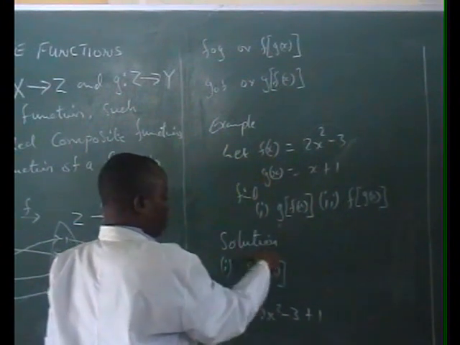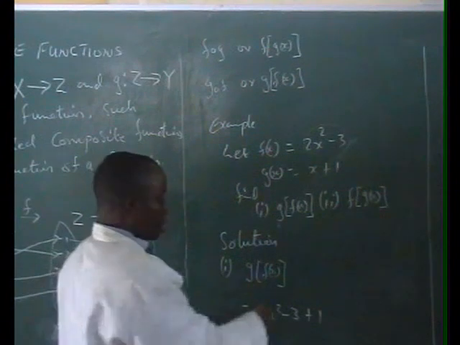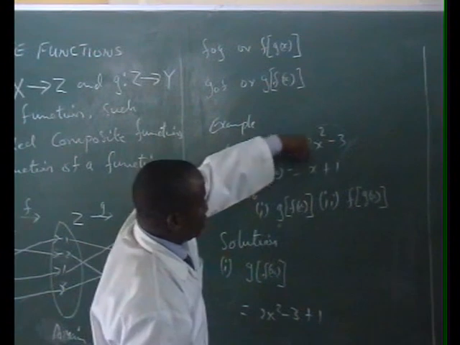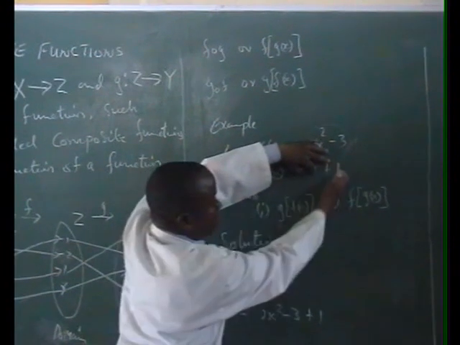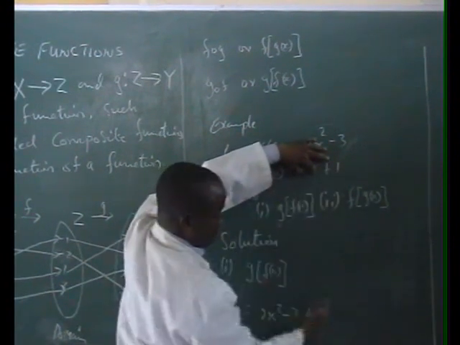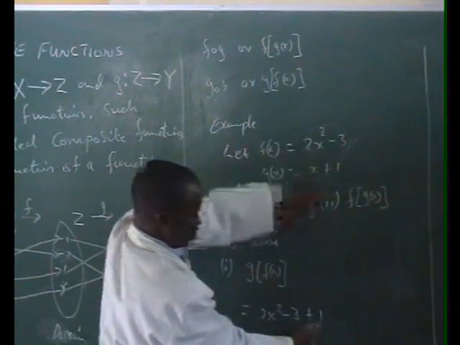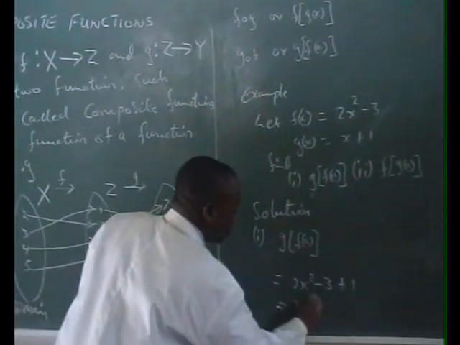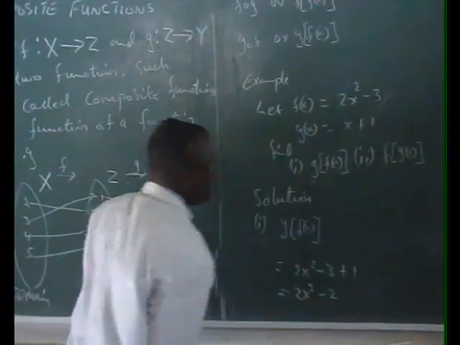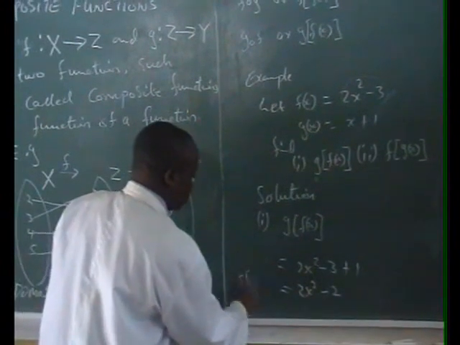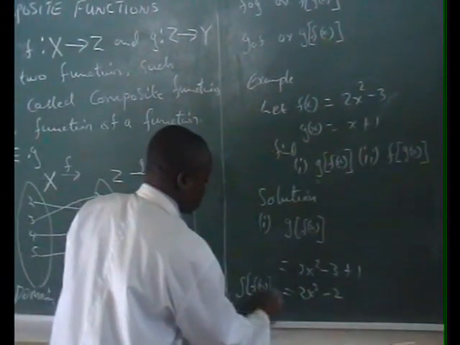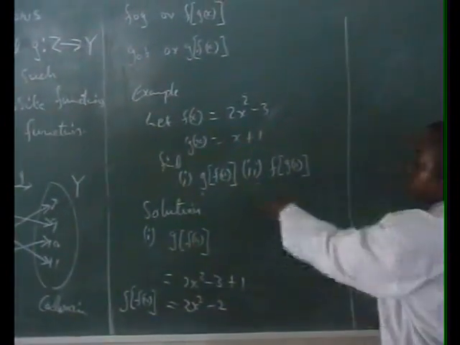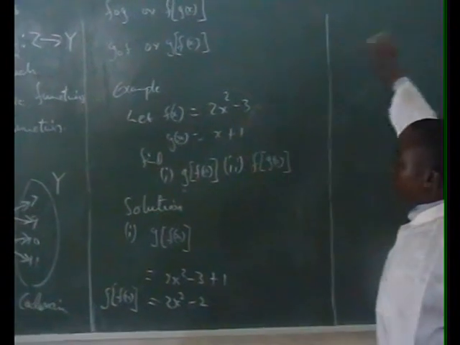F of x, g composite f: carrying this one and putting it into g. So everything here is entering g, in the place of x, and this one is the element of g that remains. So if we do this, we will have 2x squared minus 2. So that is g composite f.